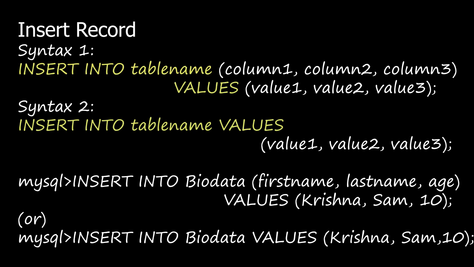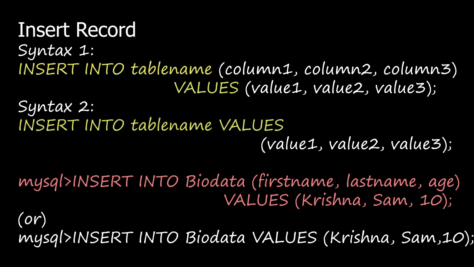Understood? See this example, then you will understand. Here they have given the syntax as insert into table name first, and then in the bracket you have to give each column. Okay, and then values, same way, inside the bracket you have to give the values. Here in this example they have given insert into biodata. In this biodata we have first name, last name and age. These are the columns available there, and we are going to add data in this table. For that we are giving values, and in the bracket again we are giving the values.